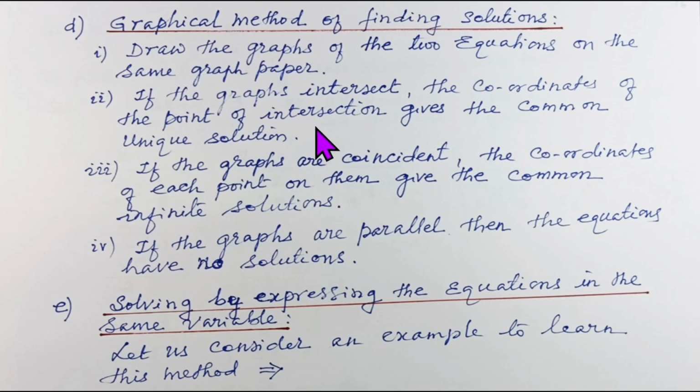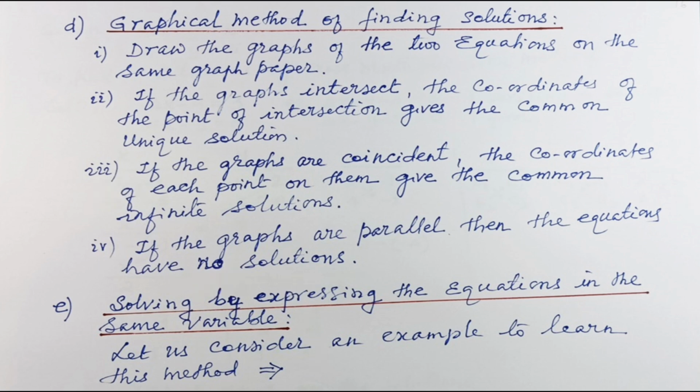So that means the given pair of linear equations have a unique solution, and the values of x and y obtained from the coordinates of the point of intersection are the solutions of the given pair of linear equations, and remember that. Now, if the graphs are coincident, the coordinates of each point on them give the common infinite solutions, and if the graphs are parallel, then the equations have no solutions at all.